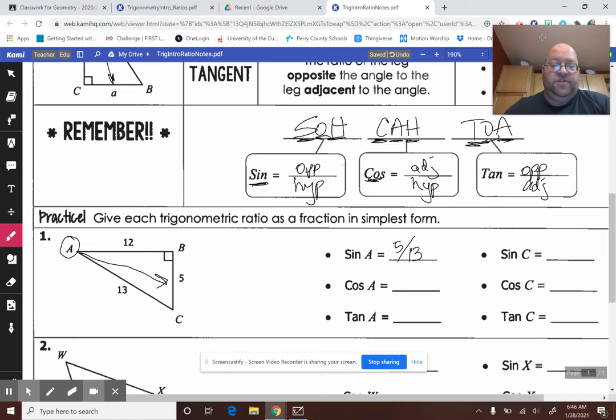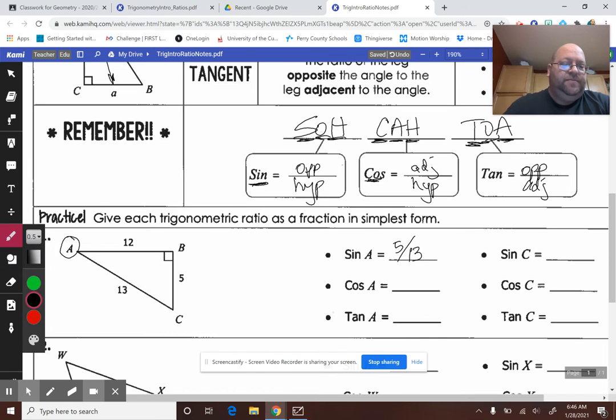Same thing for cosine of A. So for cosine of A, our focus is on A, so we'll go ahead and erase that out. Cosine of A, remember, is adjacent over hypotenuse. So what side? We know the hypotenuse is 13. Let's go ahead and write that down. But what side is opposite? Or I'm sorry, adjacent? Well, you notice that this 12 is connected. Connected. So this 12 would be our adjacent.